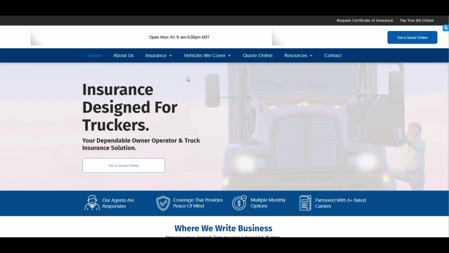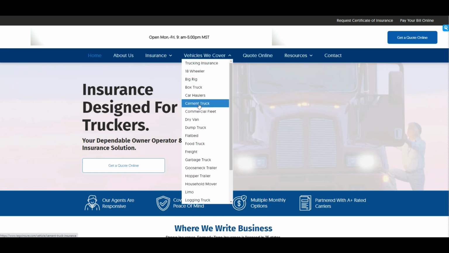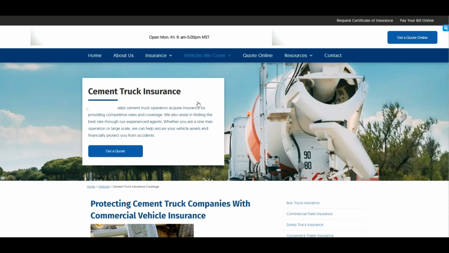And it should be more salesy because it's a landing page. You're trying to convert the user. So they might say, oh, let's learn about this insurance company, or let's view other vehicles they cover. Oh, they have cement truck insurance. And even this I would not recommend. This is technically a landing page, but not the landing page that I'm talking about. This is still on the website. It's still a part of the website.